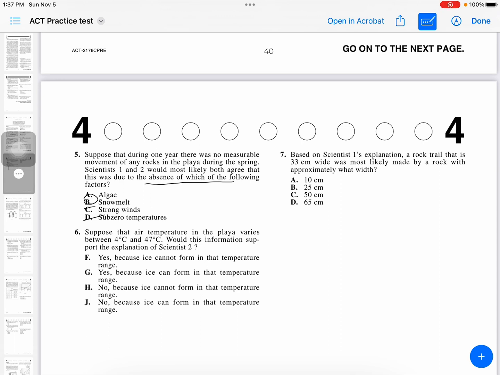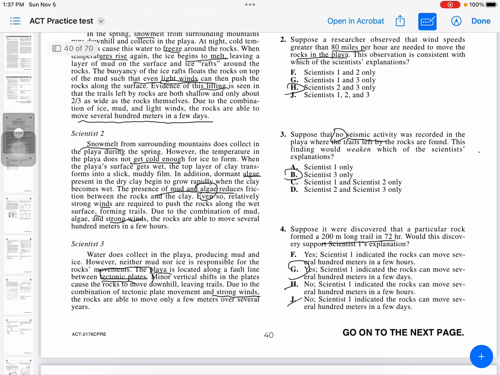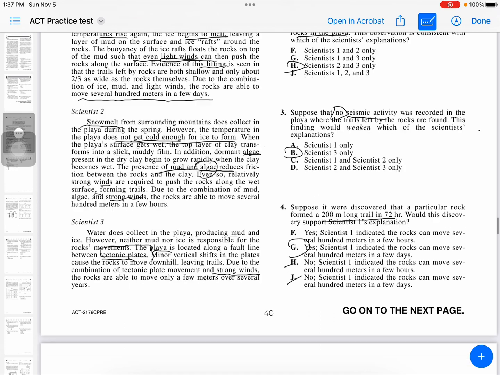0 degrees Celsius is freezing. Scientist 2 does say that it doesn't get cold enough to freeze, so we're in yes. Ice cannot form in that temperature range, and scientist 2 has said exactly that. It doesn't get cold enough for the ice to form.